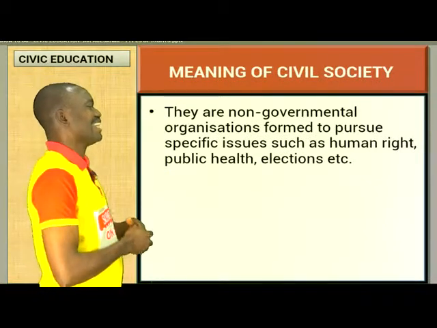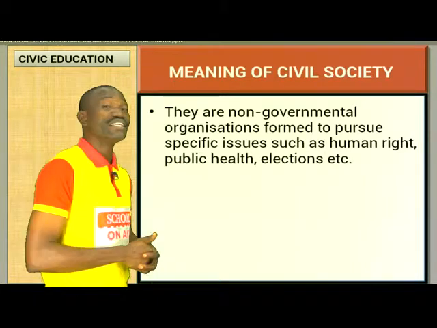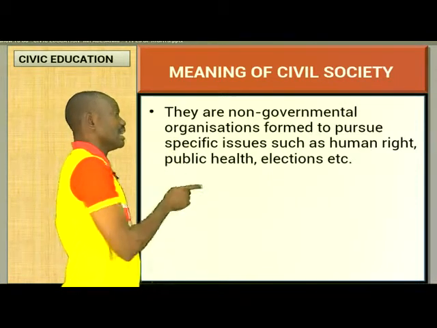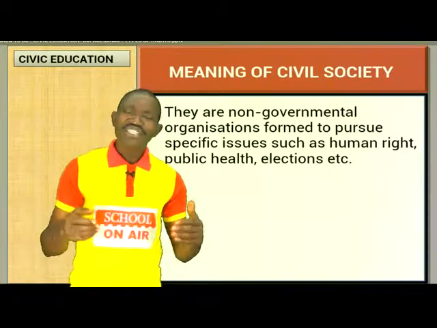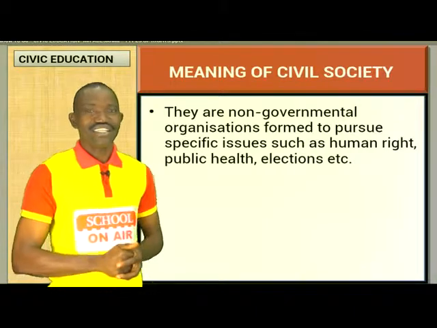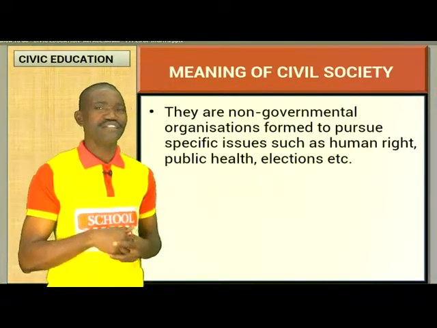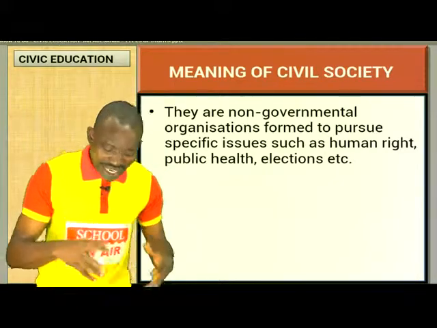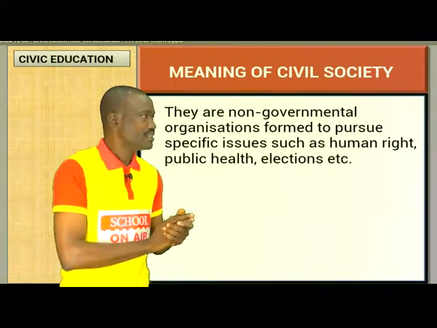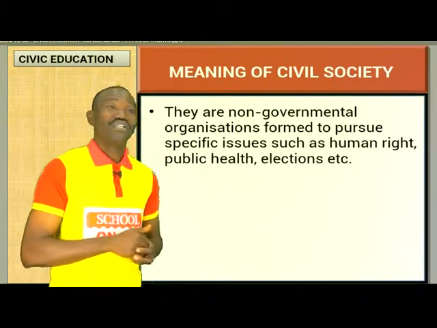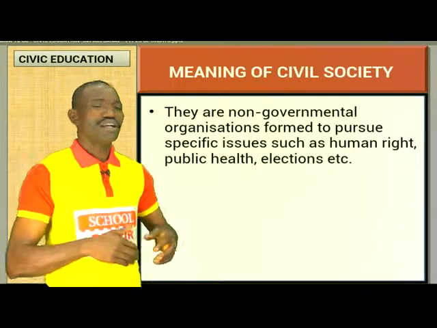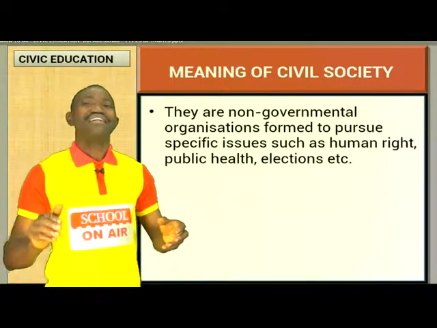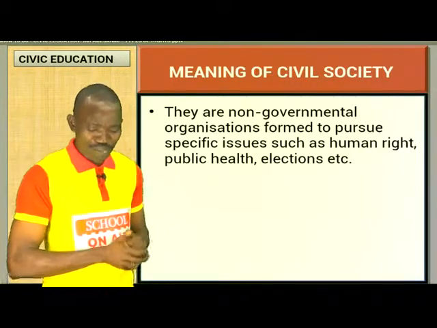We can also call them non-governmental organizations, NGOs, formed to pursue specific issues such as human rights, public health, election, etc. In other words, civil societies don't just exist. They exist for an objective, for a goal. And so they come together to pursue this goal. These goals vary, ranging from human rights to public health, elections, gender equality issues, children issues, education, and so on. These are issues that brought together people to form civil society.